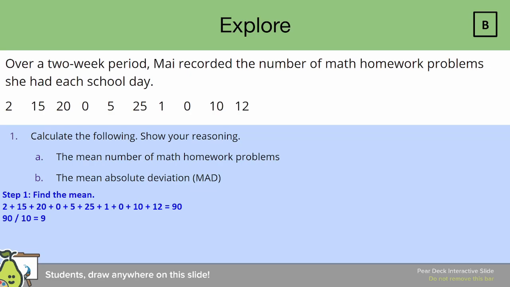All right, let's take a look at the second question. It says the mean absolute deviation, or the MAD. Do you remember what that is or how to calculate that? Please pause the video and let me know. All right, welcome back. If you said you first have to find the mean, then you are correct. We already actually did that in step 1.